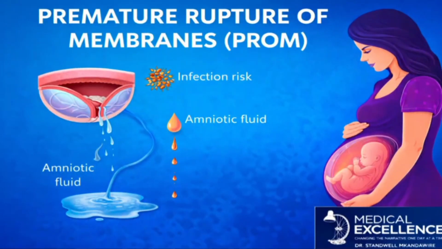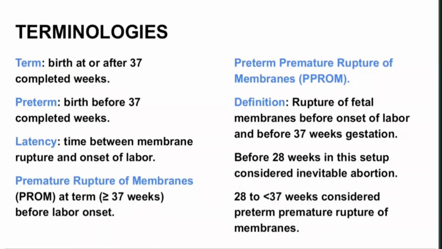Welcome to this session. Today in our session of women's health, we're going to look at premature rupture of membranes. To get familiar with this topic, we need to understand certain terminologies which we're going to try and explain. The first one is going to be term. Term is simply the birth at 37 weeks or after 37 completed weeks.